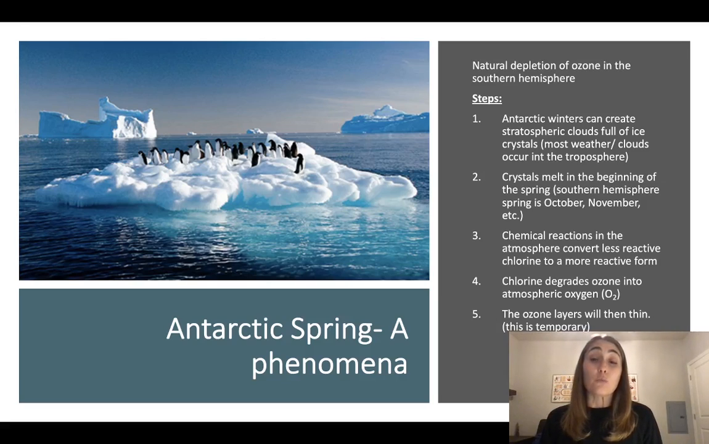But during extremely harsh Antarctic winters, we can actually see really cold stratospheric clouds sit in the stratosphere. Those stratospheric clouds contain a bunch of ice crystals. When these clouds are forming, those ice crystals are going to freeze whatever gases are present around them. A lot of times that might be oxygen, but it might also be chlorine atoms.